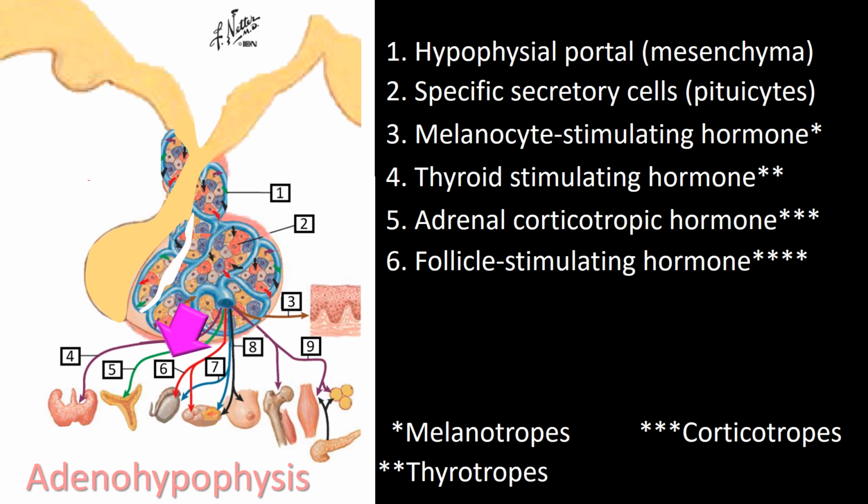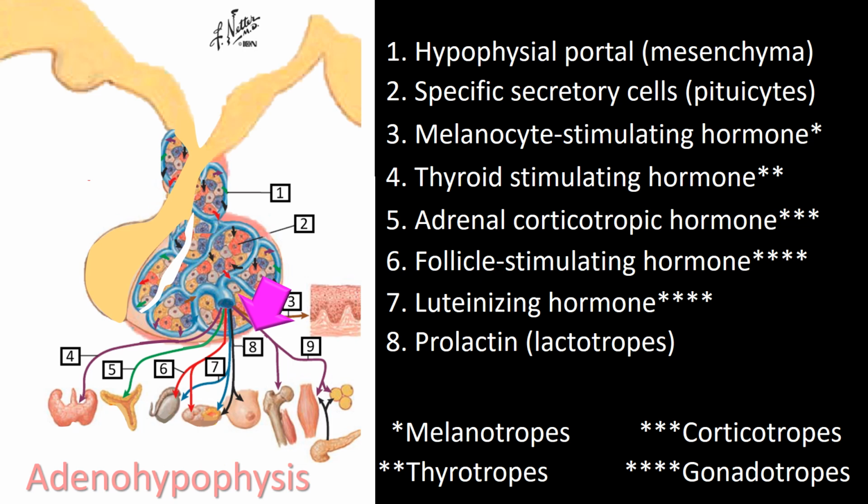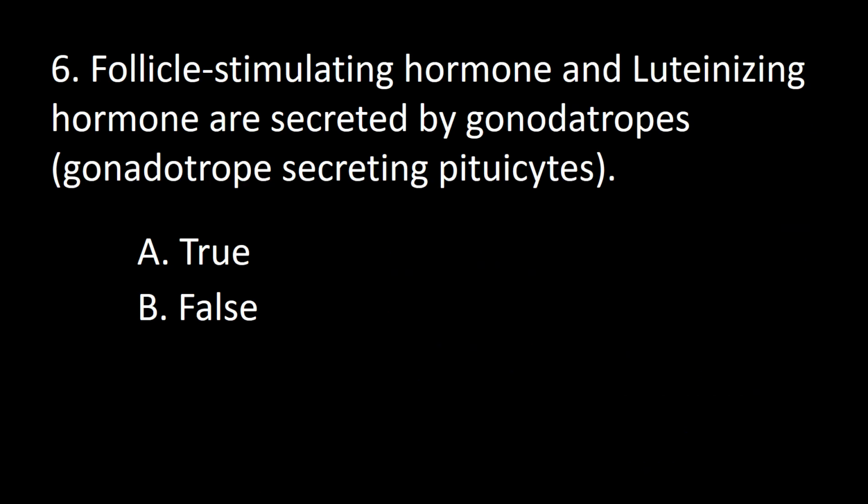follicle stimulating hormone and luteinizing hormone. These two hormones are produced by cells denominated gonadotropes. Neurons that secrete prolactin are called lactotropes, and neurons that release growth hormone are referred to as somatotropes. So the answer to this question is A.